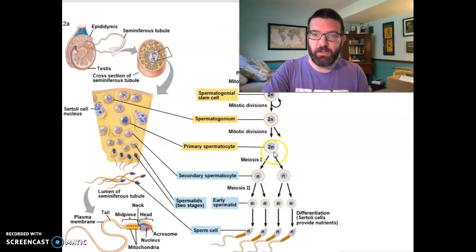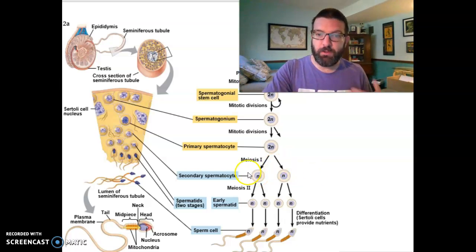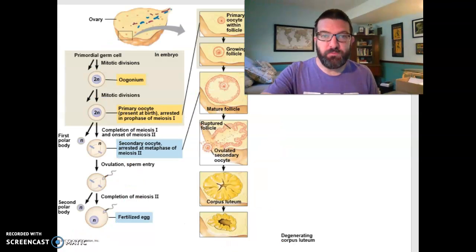But the other cell will become a primary spermatocyte, and a primary spermatocyte will undergo meiosis 1, producing 2 secondary spermatocytes, which are now haploid, because after meiosis 1 we're haploid. Those secondary spermatocytes then undergo meiosis 2, and you get 4 haploid spermatids, which will then get their tails and their acrosomes up in the epididymis, and they'll be ready to go.